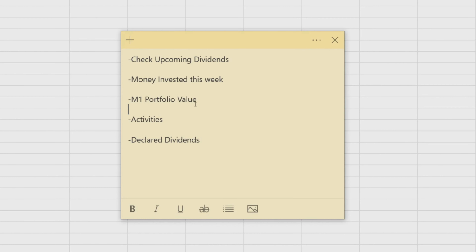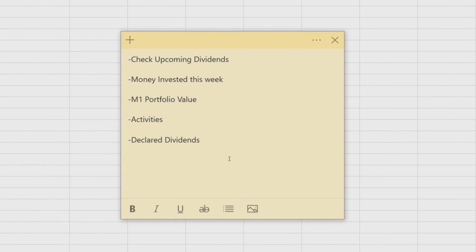After that, we're going to go over to the portfolio. We're going to go to M1 and look at what the portfolio value is for this week. And from there, we're going to go to the activities, see what we bought, sold, or any dividends that came in. Then we did get a lot of declared dividends, so we're going to go over those. So let's go ahead and get started.